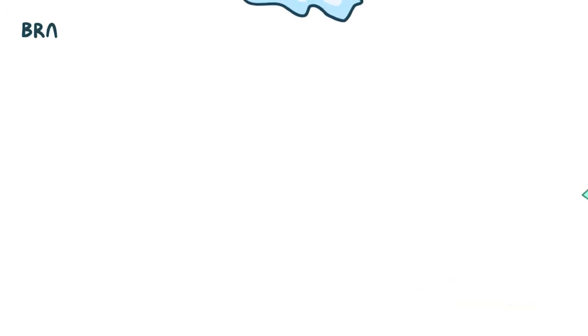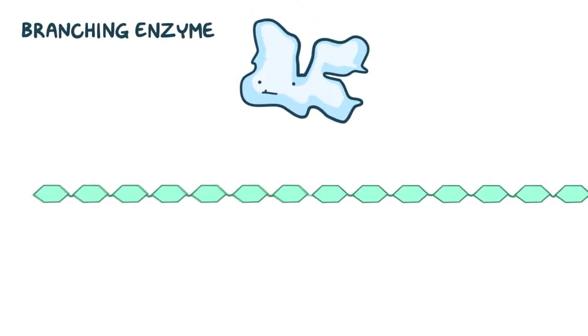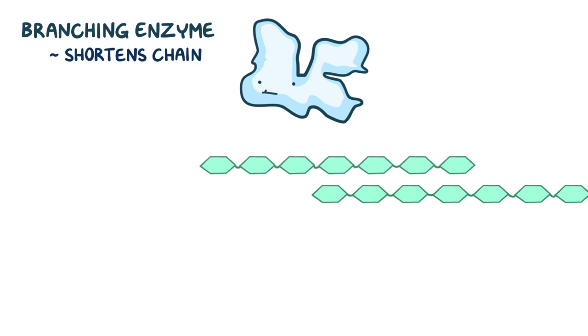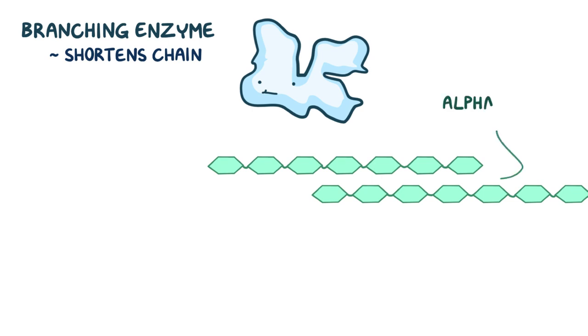Next, an enzyme called the branching enzyme goes to the ends of the chain and cuts off a chain of about 6 to 8 glucose residues in length. The branching enzyme then attaches that chain to the side of the linear glycogen strand by creating an alpha-1,6 glycosidic bond. So there's now a bond between the 1st carbon of the glucose on the small cleaved segment and the 6th carbon of a glucose that's part of the linear chain.